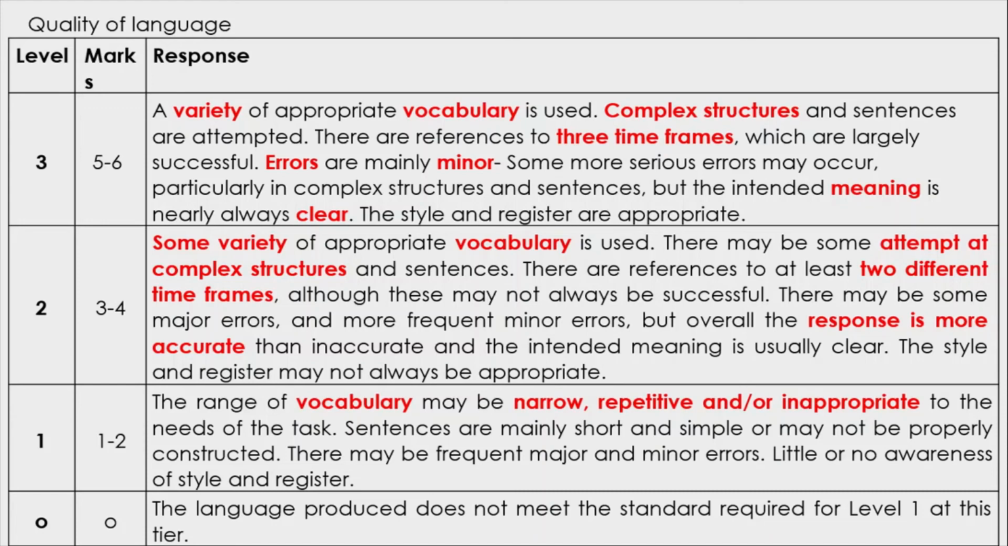The range of vocabulary may be narrow, repetitive, and/or inappropriate to the needs of the task. Sentences are mainly short and simple or may not be properly constructed. There may be frequent major and minor errors, little or no awareness of style and register. The language produced does not meet the standard required for level 1 at this tier, for 0 points.